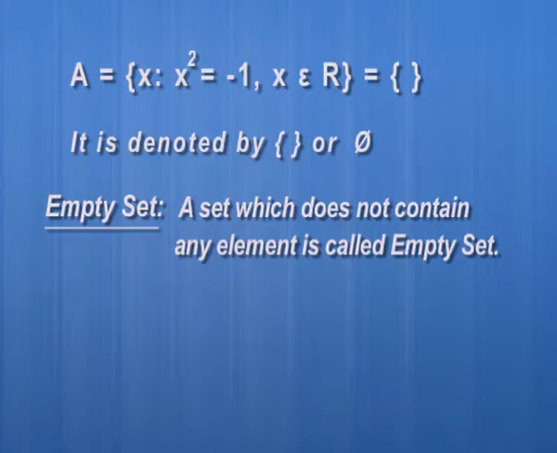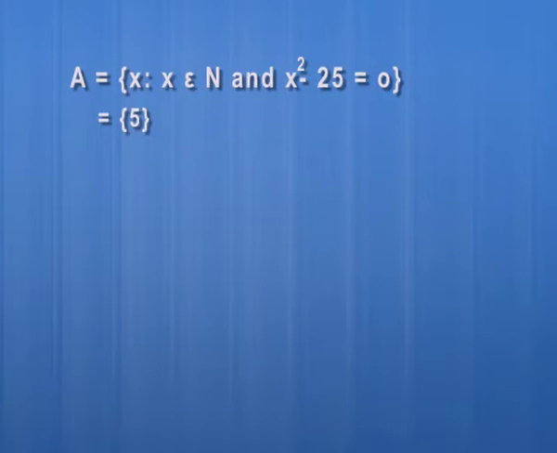Now, students, after empty set, let us consider one more set. The set of all x, x belonging to the set of natural numbers and x square minus 25 is equal to 0. Let me solve this equation. x will be equal to plus 5 and minus 5. x belongs to the set of natural numbers. So, minus 5 is not a natural number. We get only one answer for the solution, and that is 5. So, this set is having only one element.